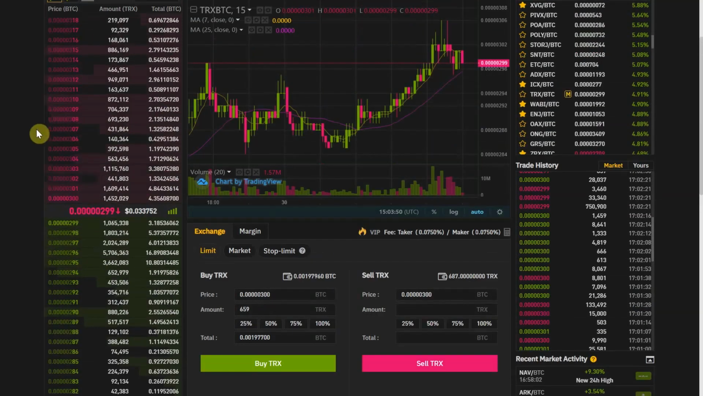Cool thing about this, the order book, you see all these orders before, so 4 BTC worth of TRX. So if you place an order to buy here at 292, you will have to wait for all these guys to have their orders cleared. So it may take a while, okay?